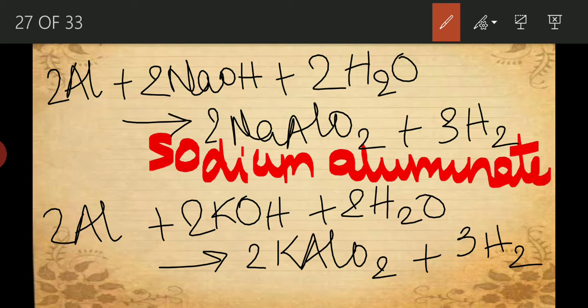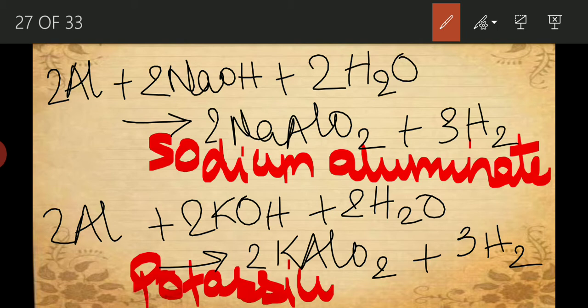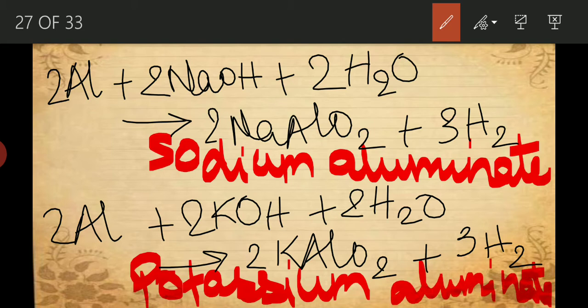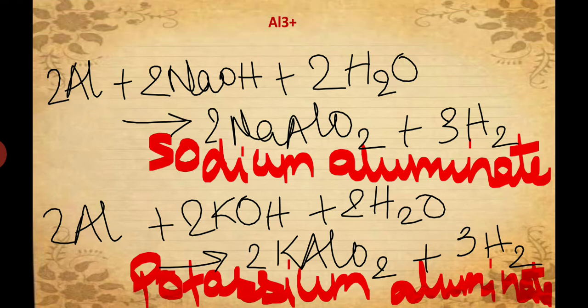And when this aluminium reacts with potassium hydroxide along with water, then it forms potassium aluminate. So basically, in all the cases where the alkalis react with certain metals, in case of zinc, lead and aluminium, in all the cases they form the corresponding salt and they liberate hydrogen. This is the basic property in all these three cases.